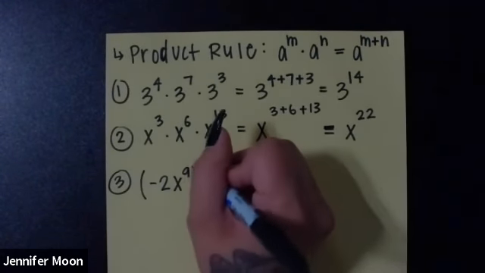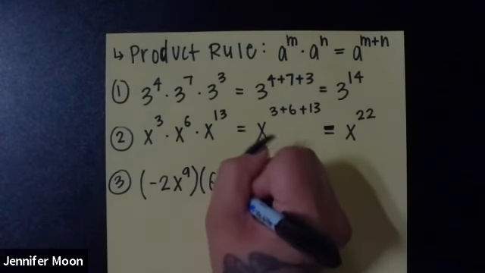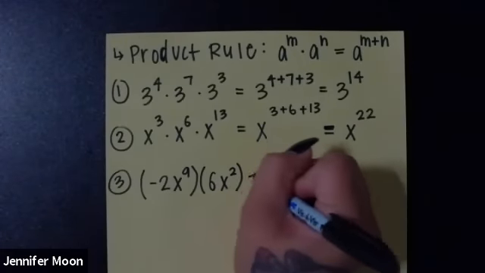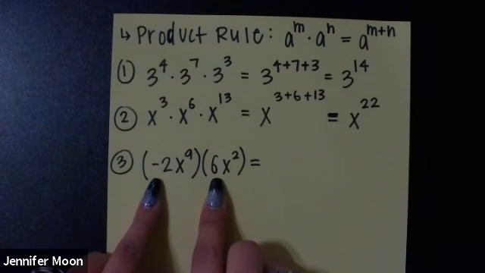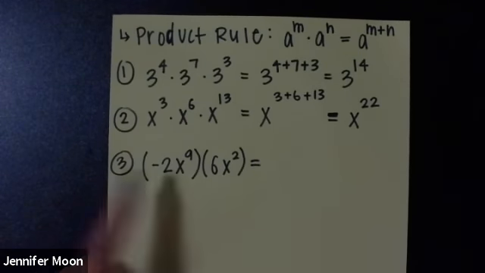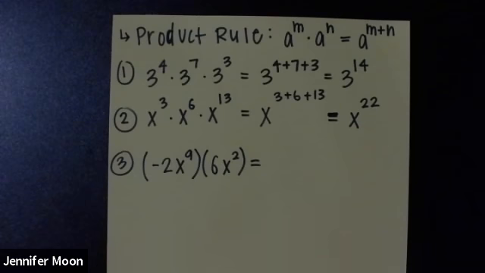Open up some more and do 6x squared and close. Do you agree? That's multiplication, right? I'm doing the first set of parentheses, whatever's inside of it, multiplied to the second set of parentheses. Are these the same bases? No. So this isn't the keep and add rule, right? But because it's multiplying, I actually can multiply.